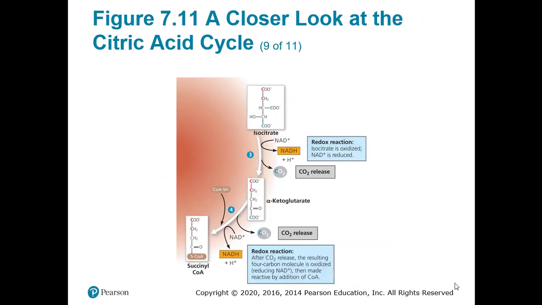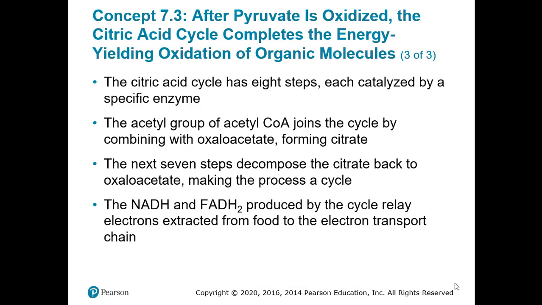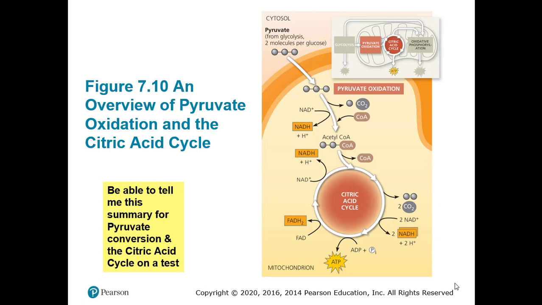Before we go there, just to make sure you understand, again, pyruvate oxidation, you have 2 pyruvates. At the end of that, you get 2 carbon dioxides, 2 acetyl-CoA, 2 NADH.